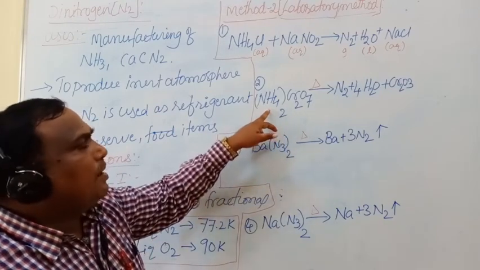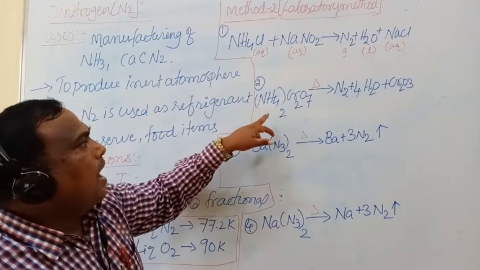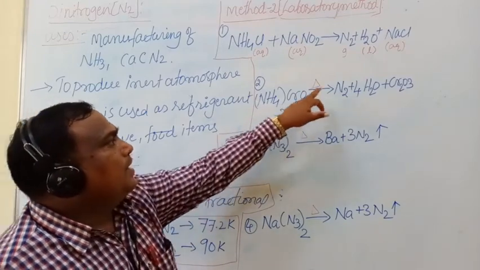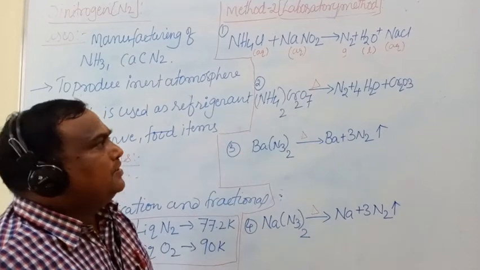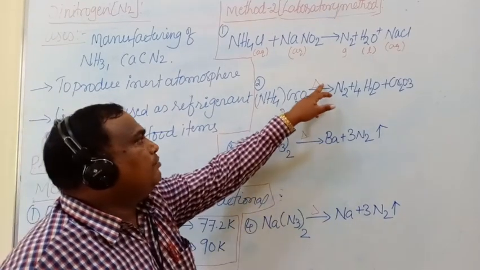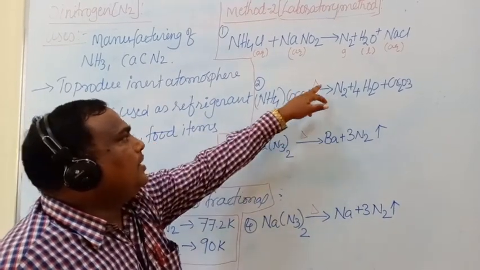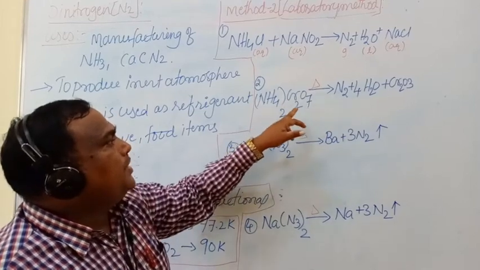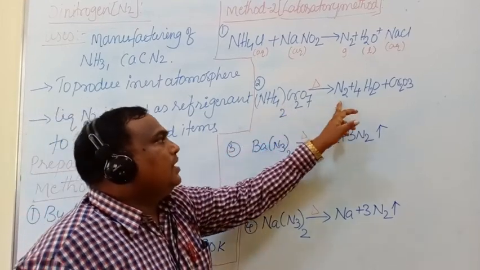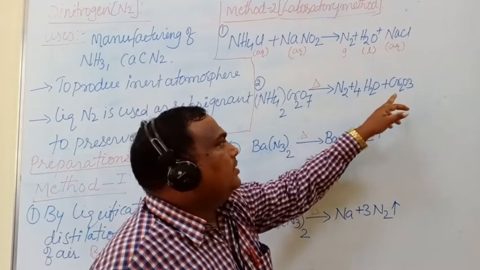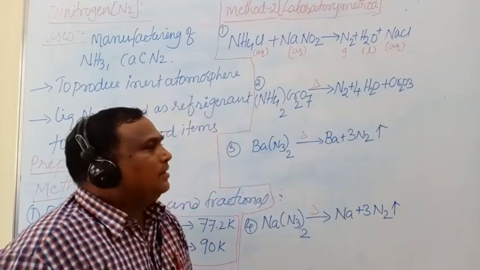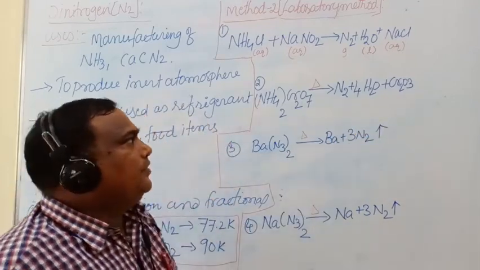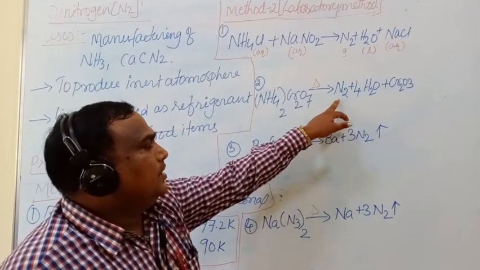Similar to that one, here ammonium is there. That's why it is ammonium dichromate. Thermal decomposition of ammonium dichromate will give dinitrogen, water and chromium oxide. These are the laboratory methods where we can prepare dinitrogen.